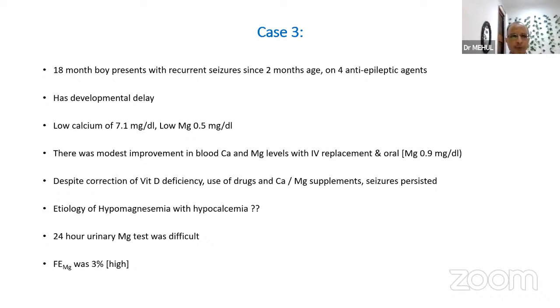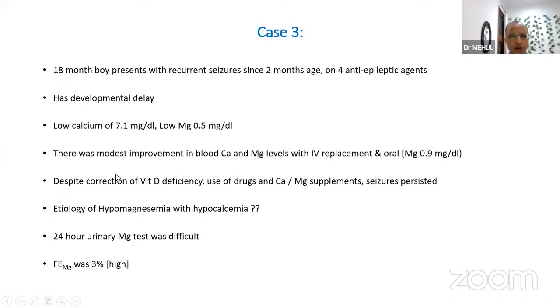There was modest improvement in his blood calcium and magnesium levels with IV replacement and oral magnesium. Magnesium level improved to about 0.9, but that was still not sufficient for him to not have seizures. He continued to have seizures despite a slight increase in his plasma magnesium concentration. So what was the cause of hypomagnesemia and hypocalcemia in this infant who presented at an early age with recurrent seizures and developmental delay?